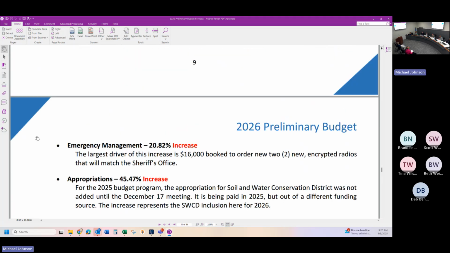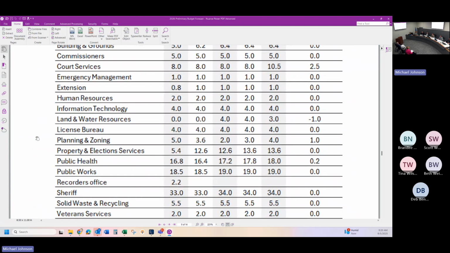Go back to the FTEs there. That contract with Schneider, I know it's been going well. Is it cost neutral to contract with them versus an FTE, or is it a benefit to us? It's about half the cost of the FTE. Okay.